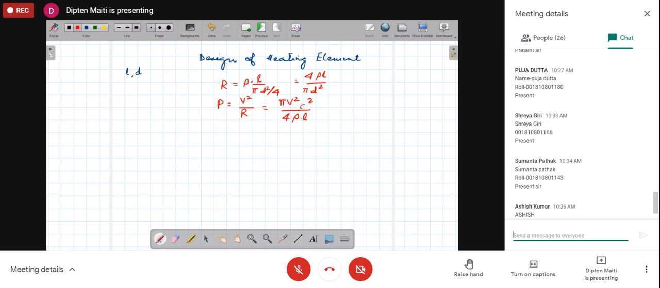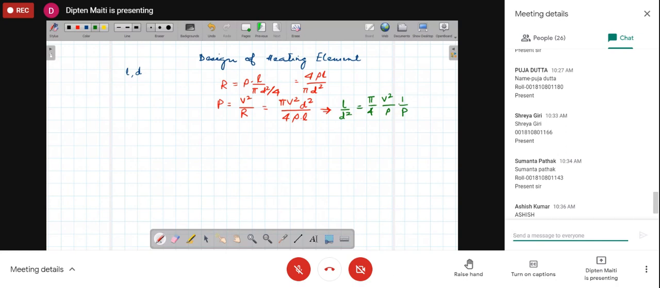Let me modify that. So from this we have the information. However, we cannot take out L and d here because they are related by the same equation. However, we can do this: if I take L by d square to the left hand side, pi by 4 remains on the right hand side, V square by rho into 1 by P.